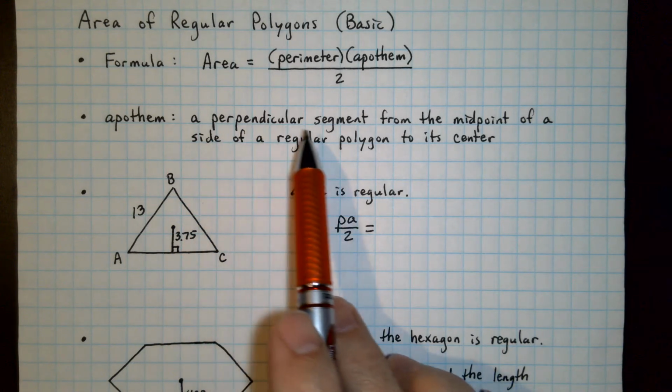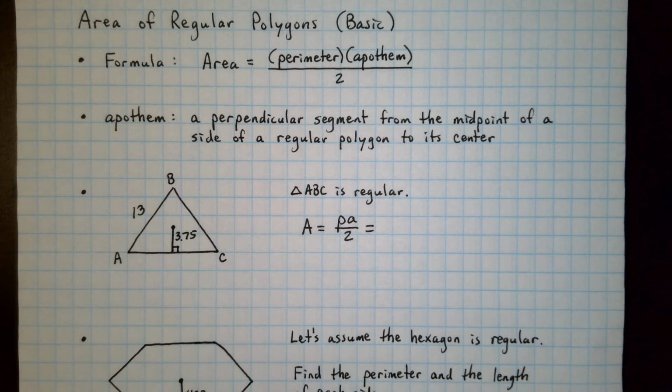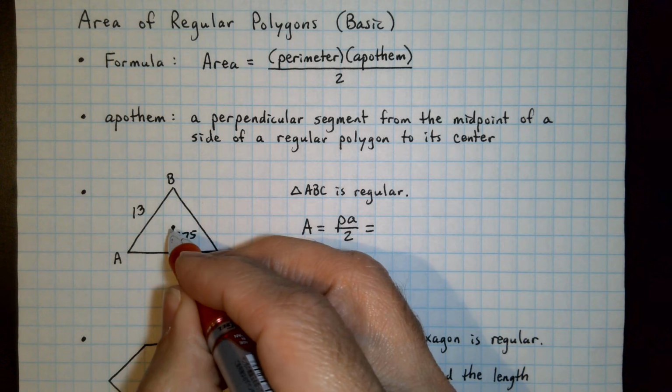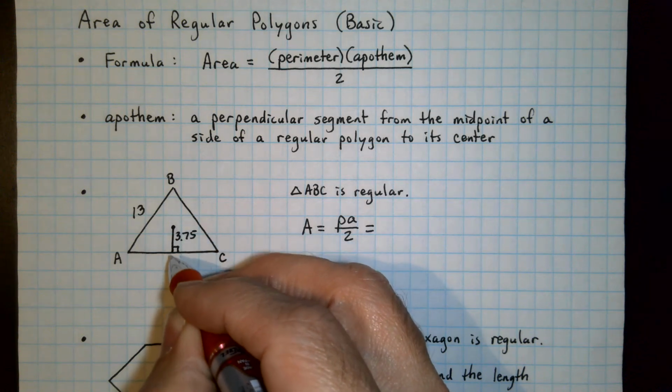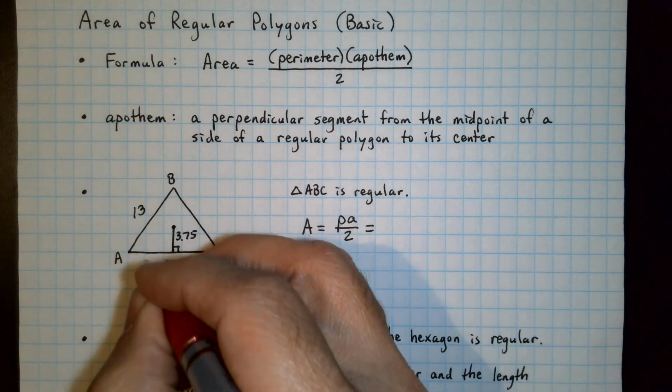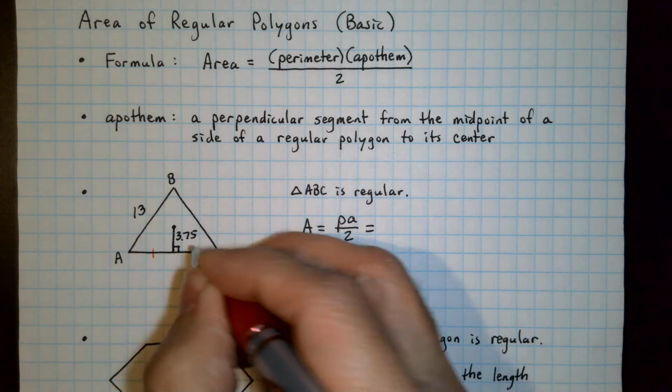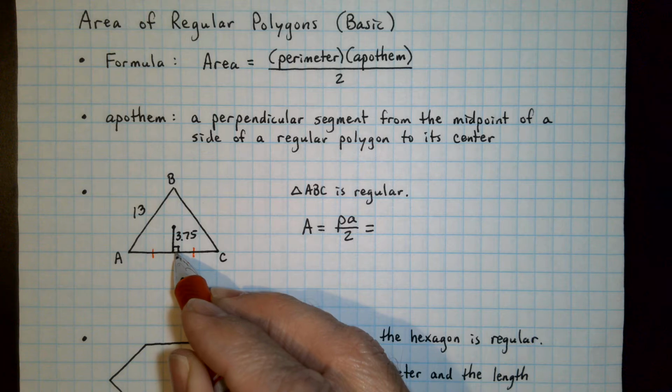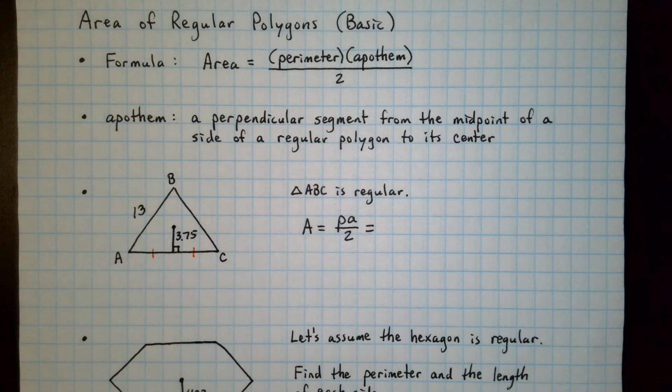It's a perpendicular segment from the midpoint of a side of a regular polygon to its center. So if the center of the polygon is here, this segment that goes to the center or midpoint of the side, so technically these two would be the same, it's going to make a right angle. That's what the apothem is.